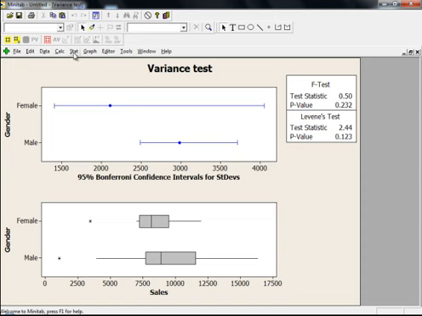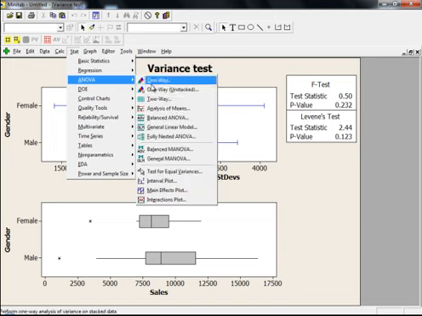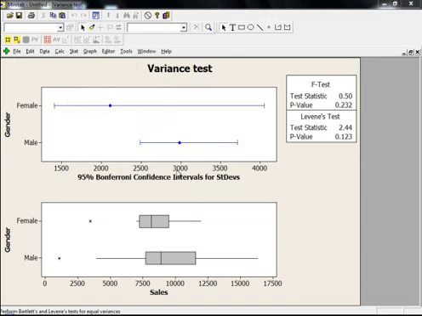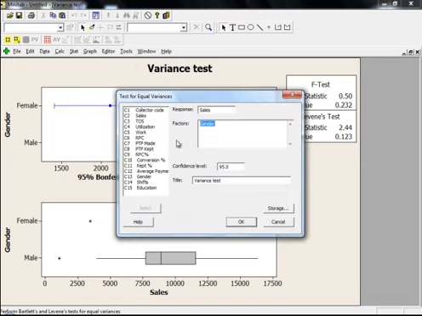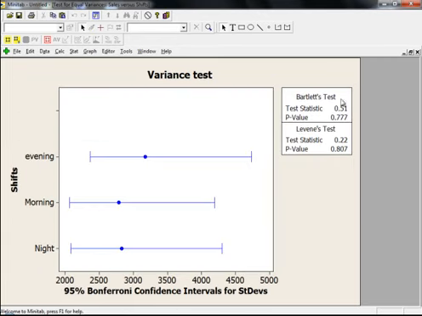Let's go to Stat, ANOVA. Let's go to Test for Equal Variance, and instead of gender, just change gender to shift. You see here Bartlett, because we have three subgroups: evening, morning, and night.